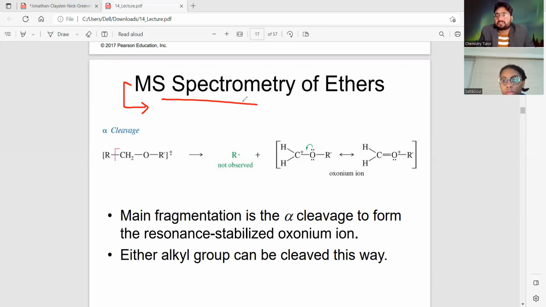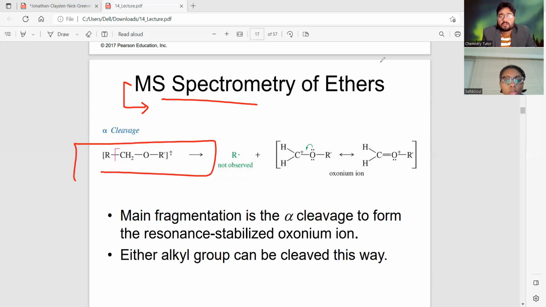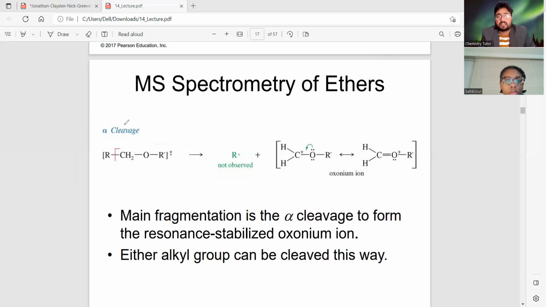The two main advantages: it tells us the molecular weight, which you can calculate by using the carbon rule of 30, and secondly, it provides the fragmentation of the unknown compound. So this is your ether. This functional group is ether. In ethers, mostly alpha cleavage is going to take place.